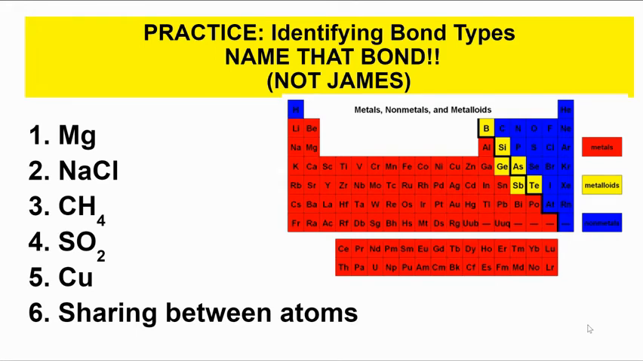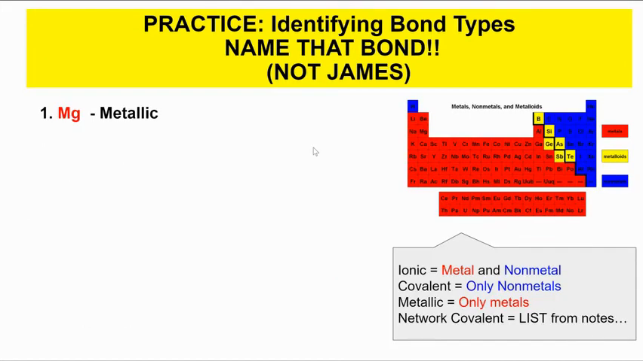So let's just practice. You should already have a color-coded periodic table with your red, yellow, and blue parts. Red being metals, yellow metalloids or semimetals, and blue nonmetals. If I ask you what type of bond would form with magnesium, well, magnesium's right here in the red section. So if there's only a metal involved in the bond, this must be a metallic bond because metallic bonds form with only metals. In this case, it's not an alloy, it's a pure metal because it's just elemental magnesium.